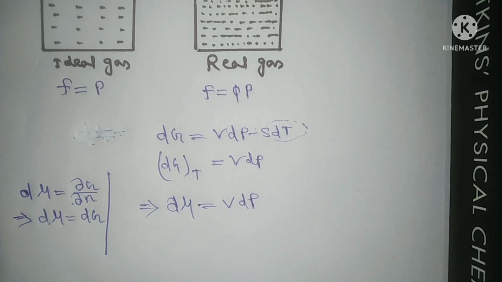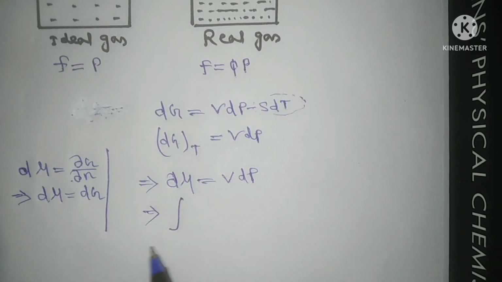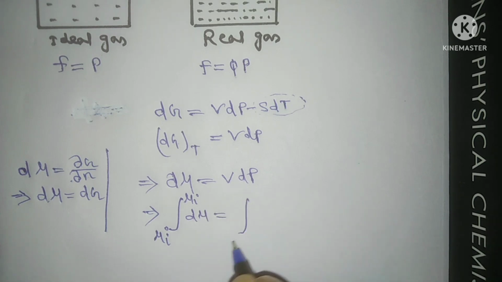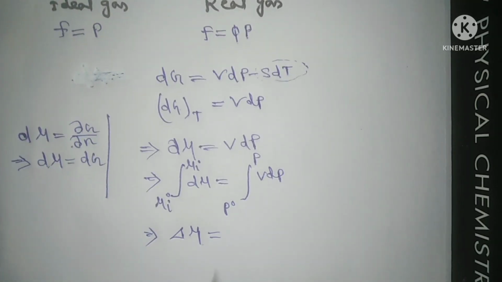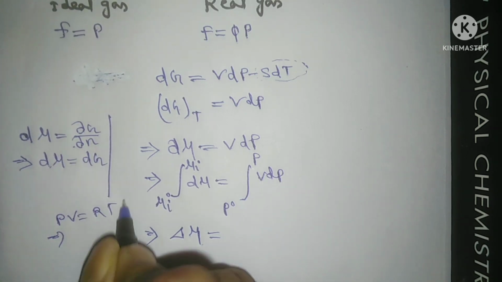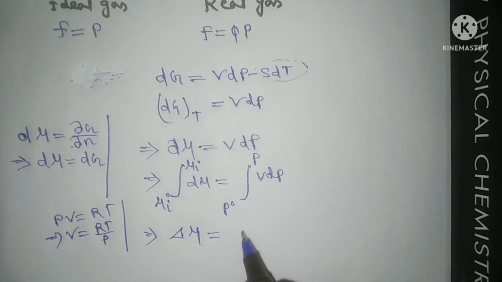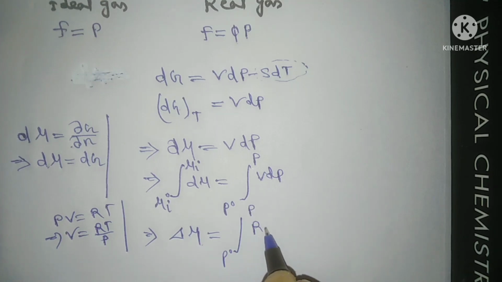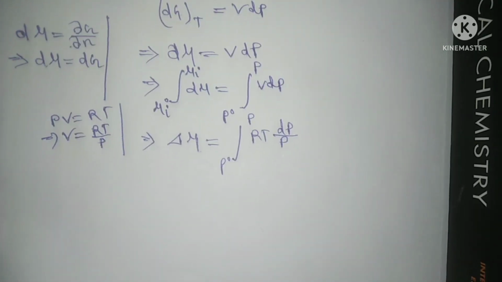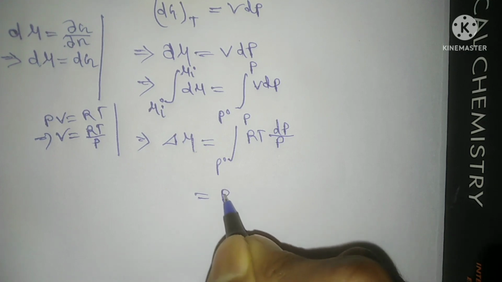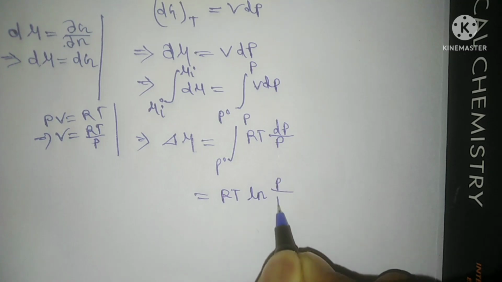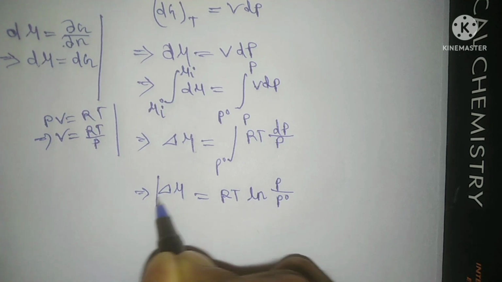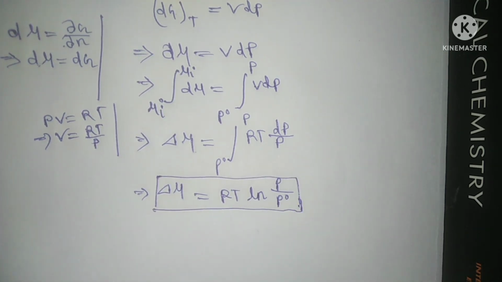Now we are going to integrate between suitable limits. This mu i naught is the chemical potential of the standard state, and this is mu i. The integral of d mu is from p naught to p, where p naught is the pressure of the standard state, of V dP. So delta mu is equal to, for 1 mole of a gas, PV is equal to RT, so V will be equal to RT by P. So we can put the integral from p naught to p of RT dP by P, which is equal to RT ln p by p naught. So delta mu is equal to RT ln p by p naught. This is the equation for pressure.